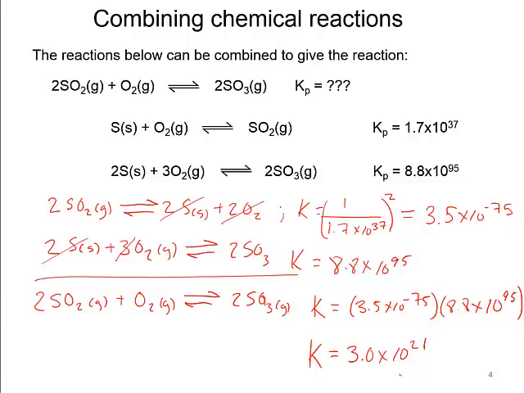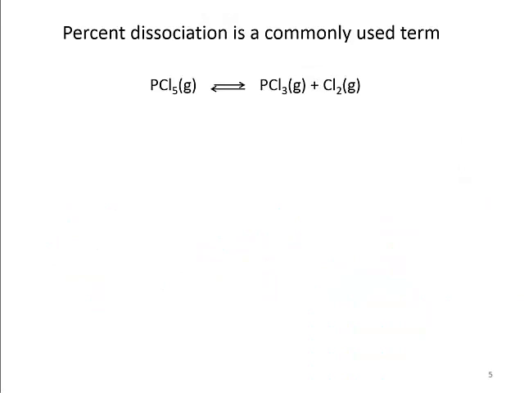So often you'll need a K value for a reaction for which you can't look up the K value, but for similar chemical reactions the K values are known, and they can be combined by multiplying K values when the chemical reactions are additive. The last topic that needs to fit in somewhere is a term called percent dissociation.